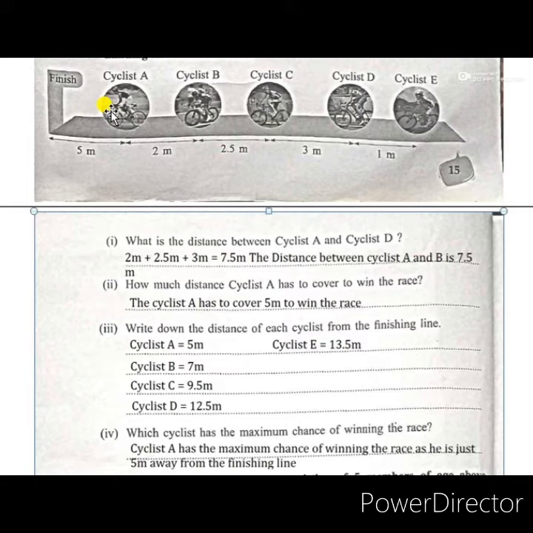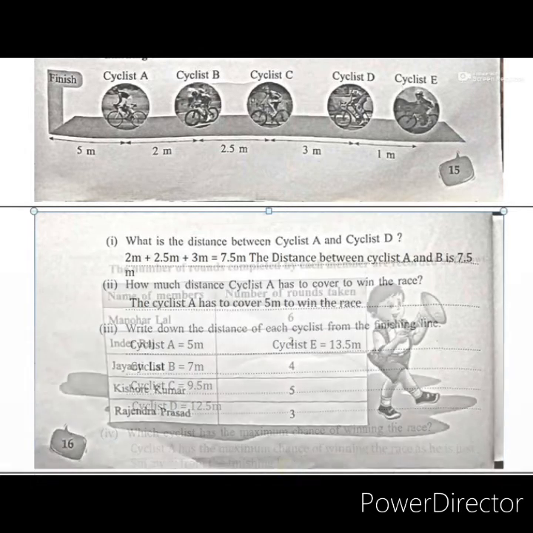So whose chance is it to win the race? Cyclist A. I have written the answer: Cyclist A has the maximum chance of winning the race as he is just 5 meter away from the finishing line. All the 5 questions and answers we have completed.